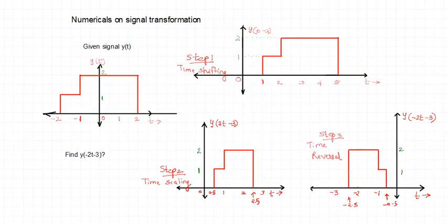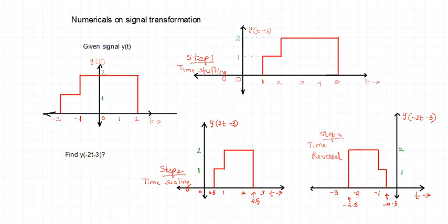So you have been given a signal y(t). y(t) is already given to you. It's a sketched signal. y(t) extends from -2 to 2. And you have been asked to do this particular operation on y(t). So what is the operation? y(-2t - 3). This is what you are expected to find and sketch.